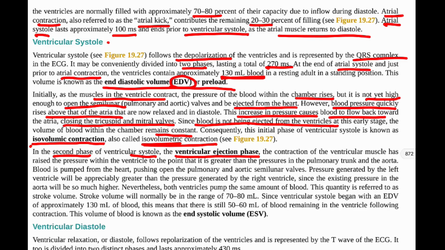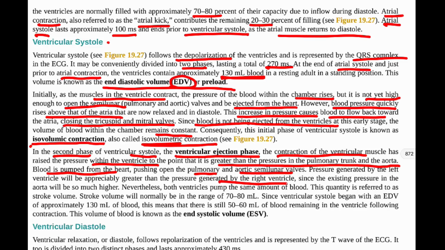So the contraction of the ventricular muscle has raised the pressure within the ventricle to the point that it is greater than the pressures in the pulmonary trunk and the aorta. So then blood is pumped from the heart, pushing open the pulmonary and aortic semilunar valves. The pressure generated by the left ventricle is greater than the pressure generated by the right ventricle.